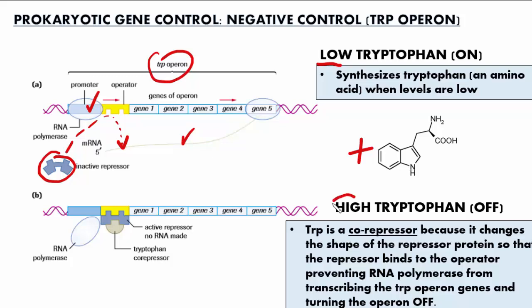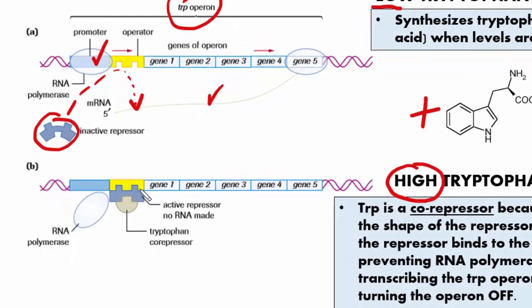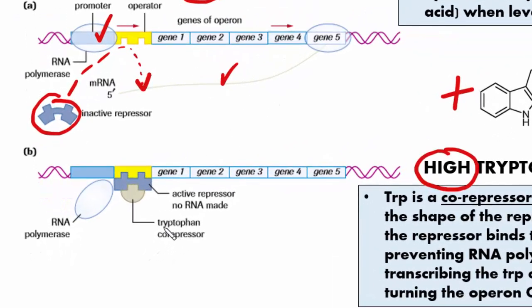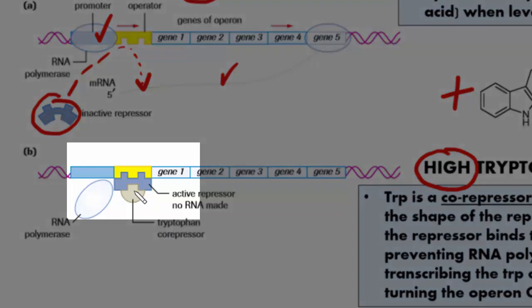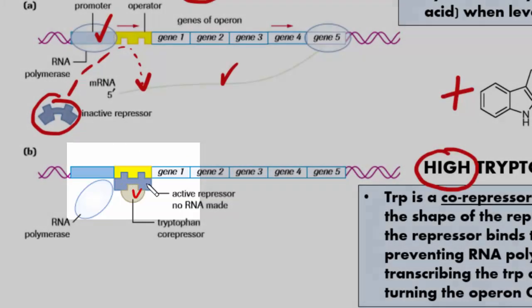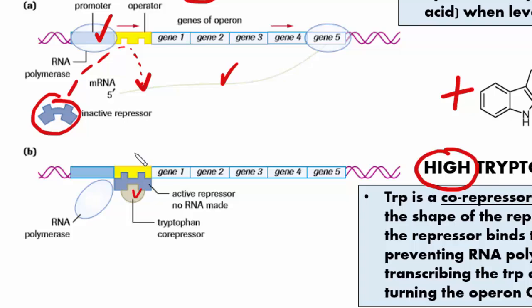Now, when tryptophan is high, we don't need to transcribe these genes to make more tryptophan. So we need a way to turn the trp operon off in this case. Now in this case, tryptophan, similar to the way lactose works, tryptophan here binds to the repressor, this guy here, changing its shape so that it does fit into the operator here. When the repressor is active, because tryptophan has bonded to it, it fits into the operator, and while they don't show it very well, it overlaps the promoter.